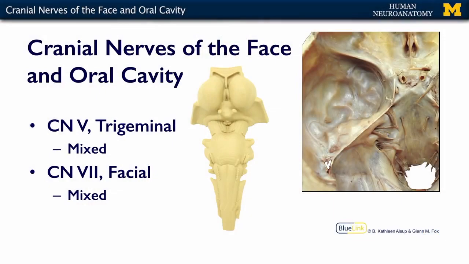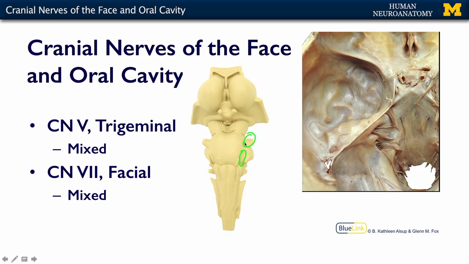In this set of lectures, we're going to talk about the cranial nerves that innervate your face and your oral cavity. So remember when we introduced the cranial nerves in general, we talked about they could be motor, or they could be totally sensory, or they could be mixed. And so today we're going to talk about cranial nerve 5 and 7, and they are both mixed cranial nerves. And I'll point them out here on the rubber brainstem. Here's cranial nerve 5. And here is cranial nerve 7.